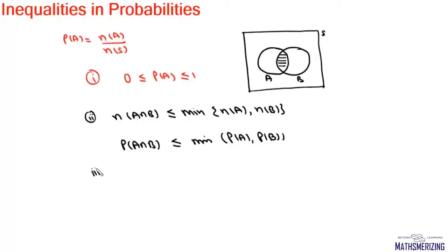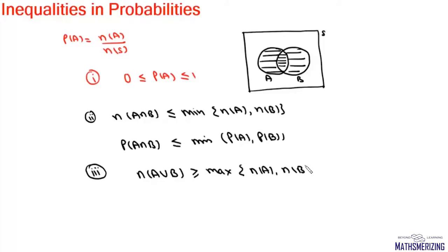Then the same way, if we look at A union B, now A union B is this entire region. Now we know that N(A union B) will always be greater than or equal to both N(A) and N(B). So it will be greater than whichever is greater of these two, the maximum of N(A) and N(B), or we can write probability of A union B will always be greater than or equal to maximum of probability of A and probability of B.